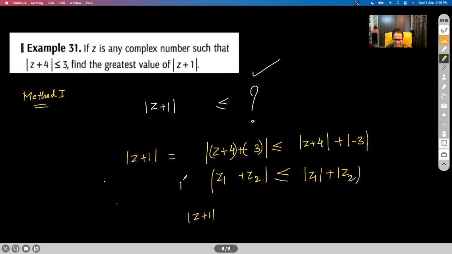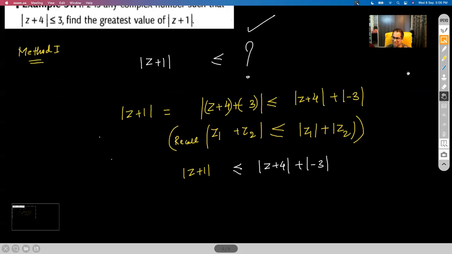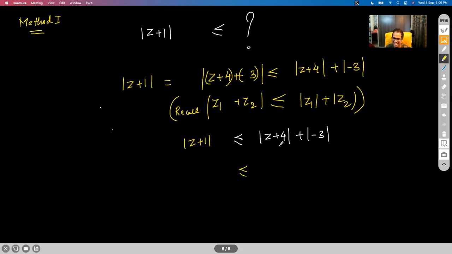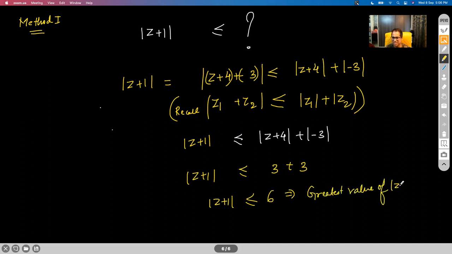In short, what are you trying to say? Let me write it in brackets here. This is not a part of the solving. This is just a formula, or the inequality, that we are implementing. So you're trying to say mod Z plus 1 is less than or equal to mod Z plus 4 plus mod of negative 3. In short, this is less than or equal to 3 already, correct? And this is as good as a 3. So mod of Z plus 1 is less than or equal to 6, which means the greatest value of mod Z plus 1 is equal to 6. So 6 is the answer to this question.